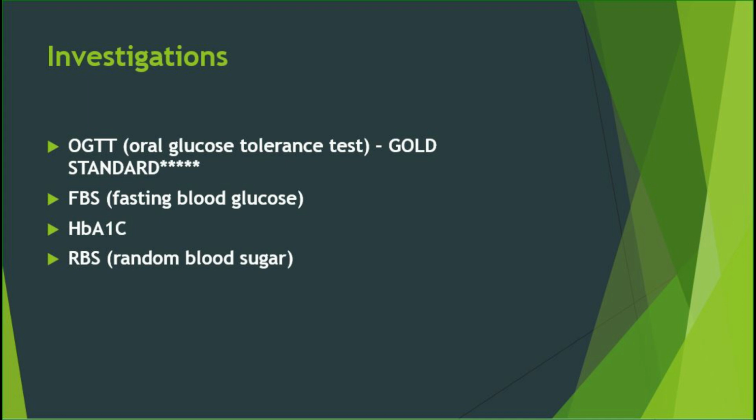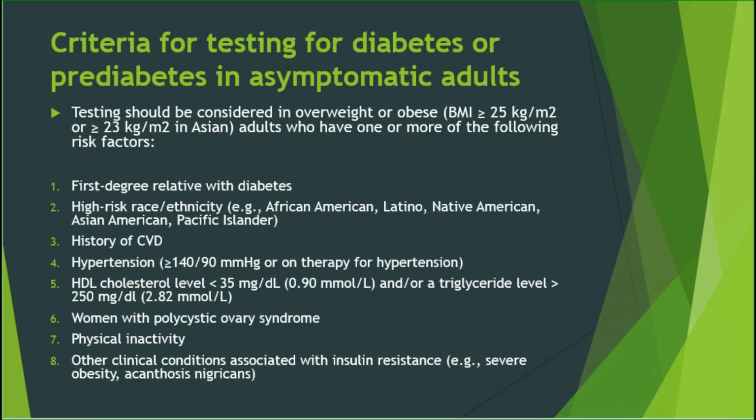So whom should we advise for testing diabetes? Definitely those who are overweight and obese patients, they should always go for testing diabetes mellitus. If they have certain risk factors like first degree relatives with diabetes, if they belong to high risk ethnicity, all of these subcontinent people are in high risk ethnicity. So in that case, all Bengali people should go for OGTT or blood sugar test if we are obese and overweight.